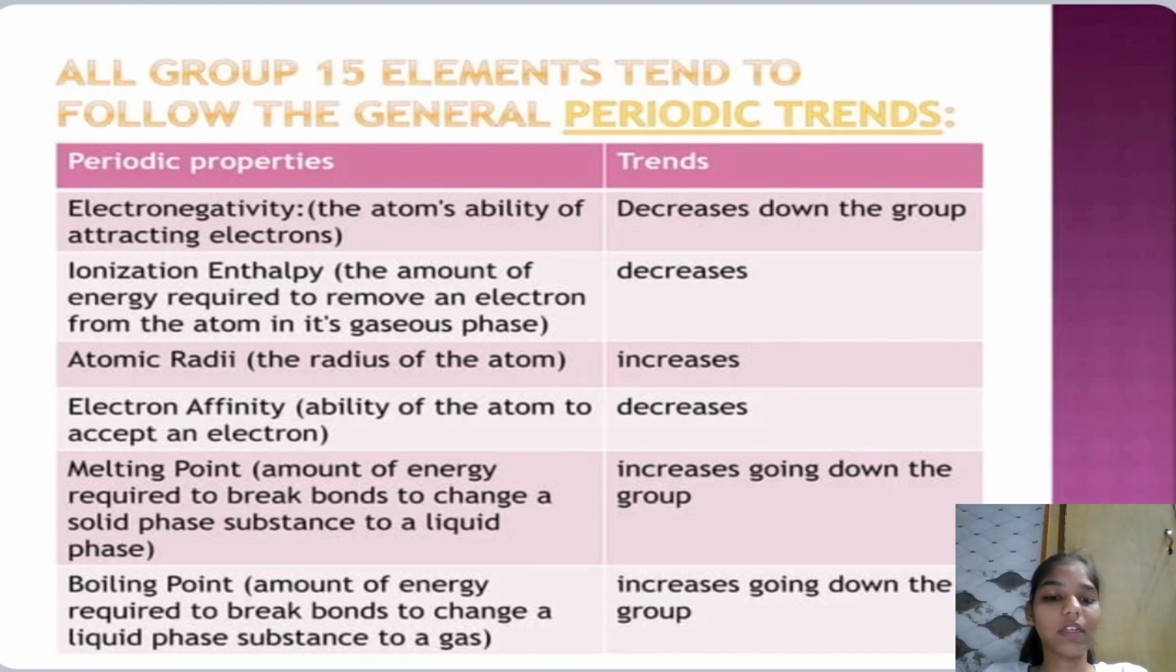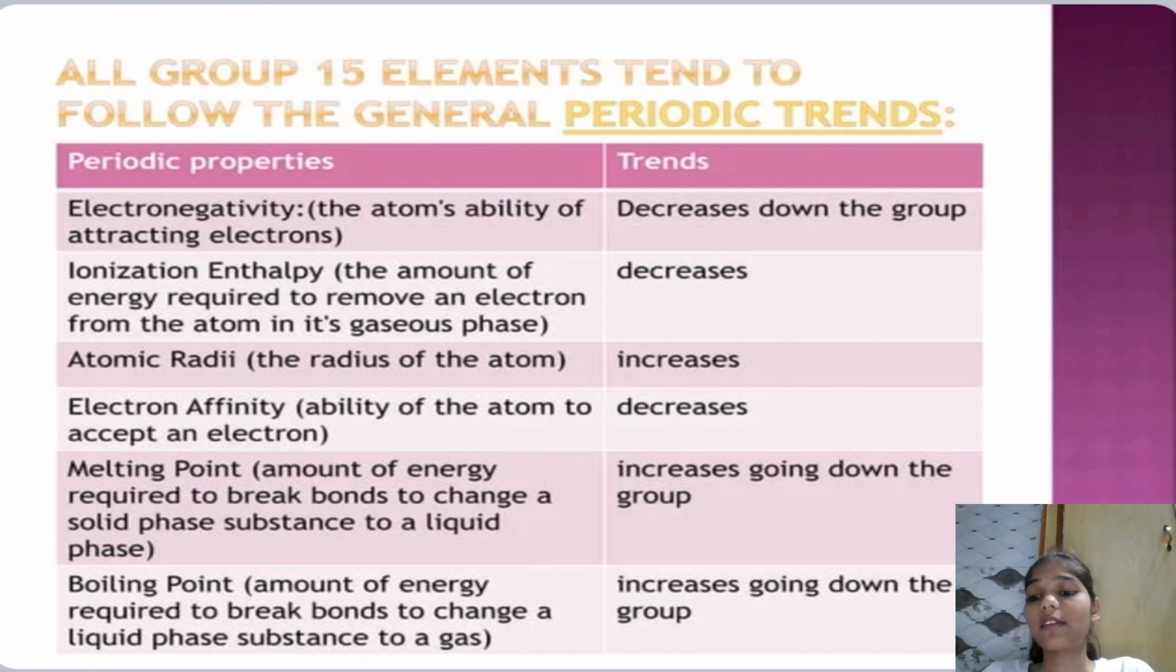Next, electron affinity. It is the ability of the atom to accept an electron. It decreases down the group. Next, melting point. Amount of energy required to break bonds to change a solid phase substance to a liquid phase. So the melting point increases as we go down the group. Similarly, for the boiling point, the amount of energy required to break bonds to change a liquid phase substance to a gas, it also increases down the group. So melting and boiling point both increase down the group.